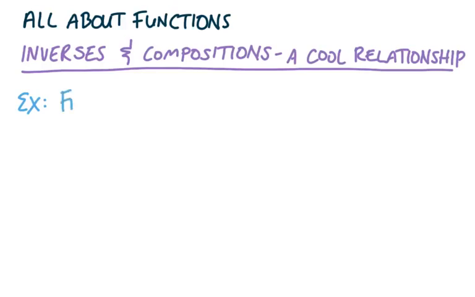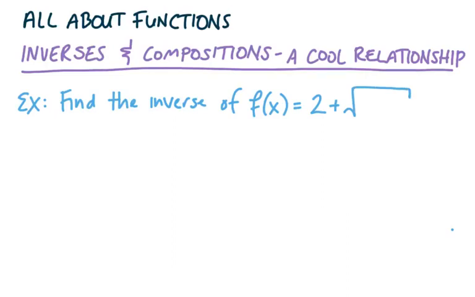Let's say we were asked to find the inverse. We'll get a chance to find one more inverse function together. And let's begin with a radical function. So let's say we've got f of x equals 2 plus the square root of x minus 4.